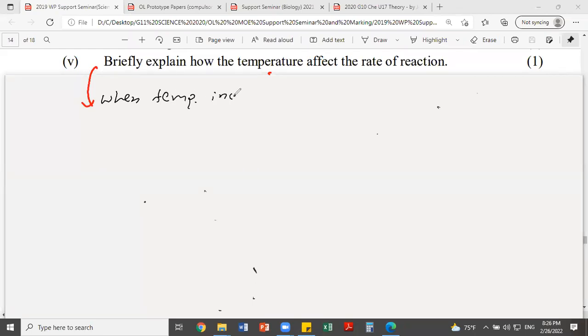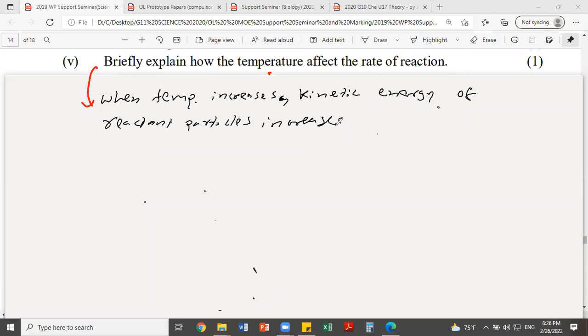When temperature increases, kinetic energy of reactants, so in other words, particles. Kinetic energy of reactant particles, so molecules, increases. What happened? Kinetic energy means their velocity or vibration increases, so they collide more frequently. Then what happened? Then the number of collisions per unit time increases.